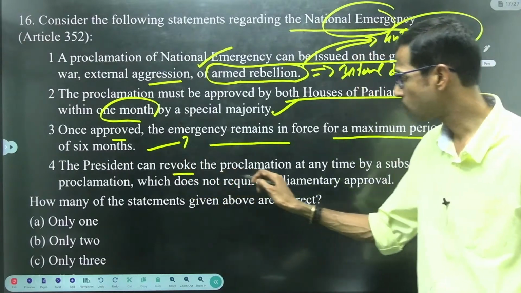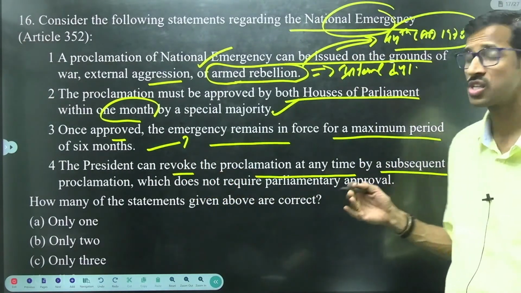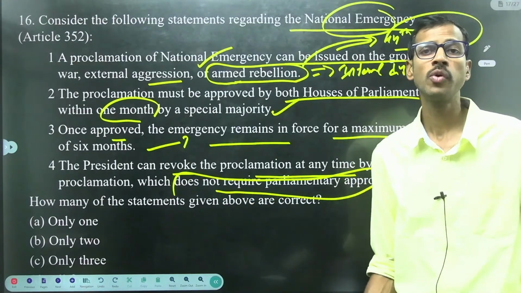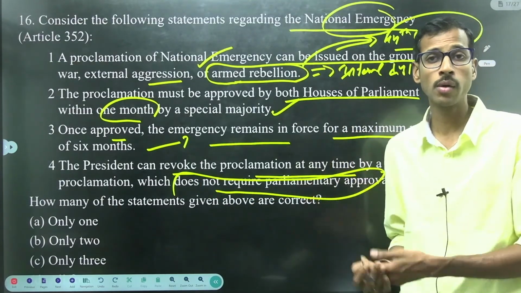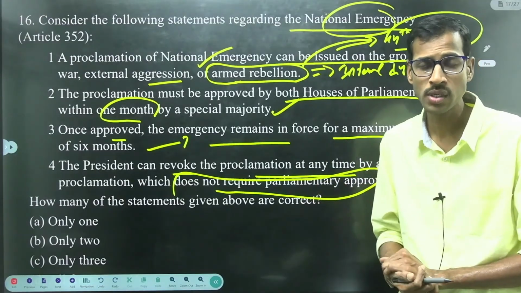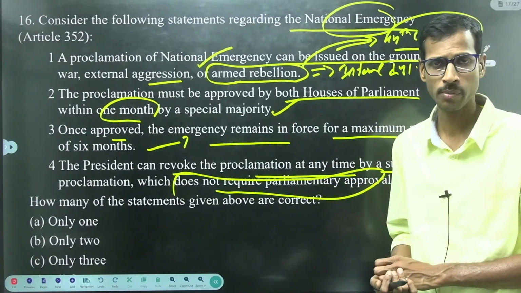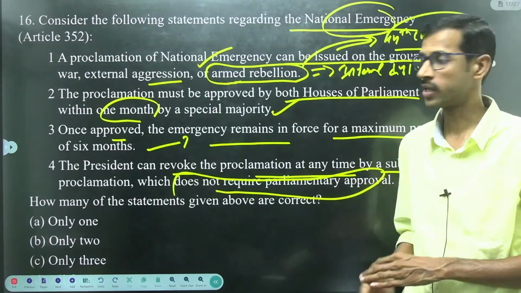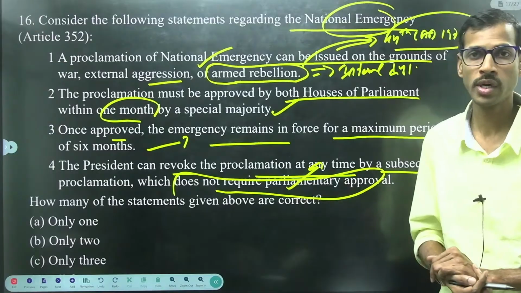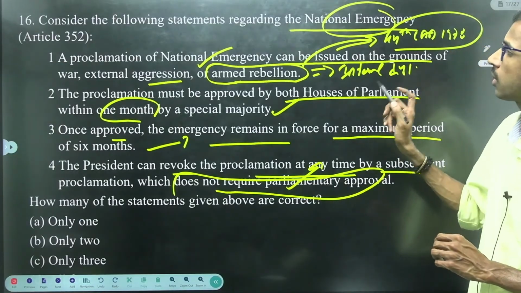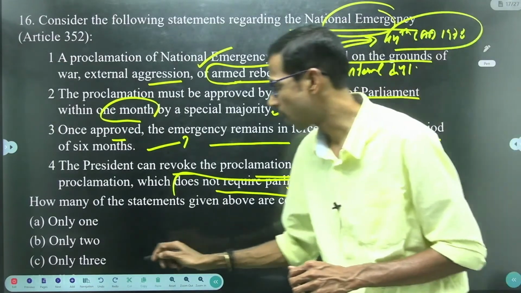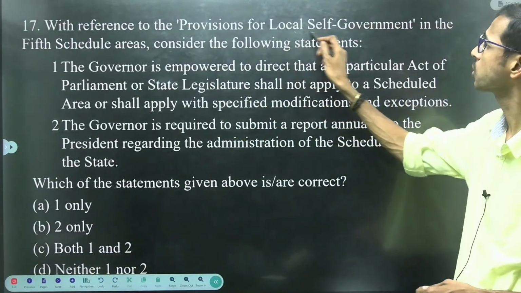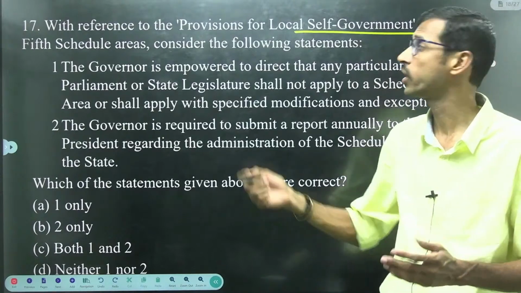The President can revoke the proclamation at any time by a subsequent proclamation, which does not require parliamentary approval. So whenever we want to proclaim a national emergency, we have to take permission from Parliament, but to revoke the national emergency, the President need not take any permission, right? That is correct. So all 4 statements are correct; D is the correct answer.